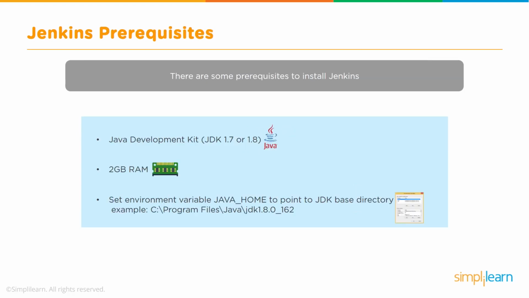All right, so the prerequisites for running Jenkins: as I mentioned earlier, Jenkins is nothing but a simple web application that's written in Java. So all that it needs is Java, preferably JDK 1.7 or 1.8. 2 GB RAM is the recommended RAM for running Jenkins. And also, like any other open source toolsets, when you install JDK, ensure that you set the environment variable JAVA_HOME to point to the right directory.